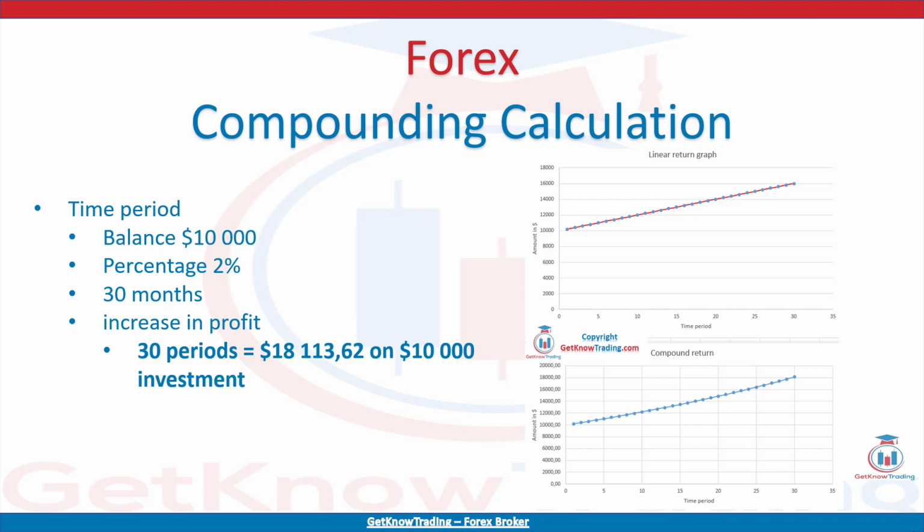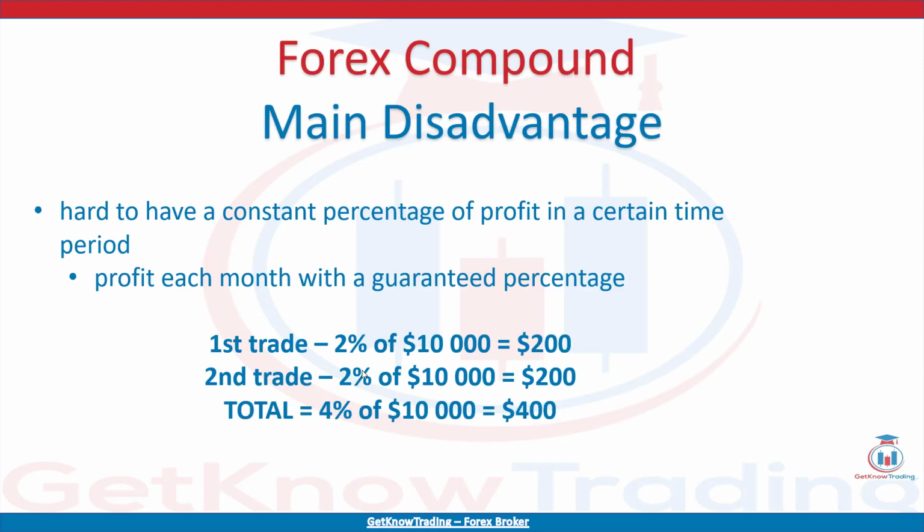In 30 periods, you get $18,113.62 on $10,000 investment. You can see how important compounding calculation is in Forex trading. It gives you huge returns, which you could not get with linear investment. What is the main disadvantage of compounding in Forex?